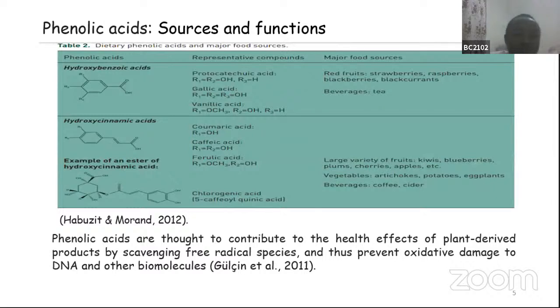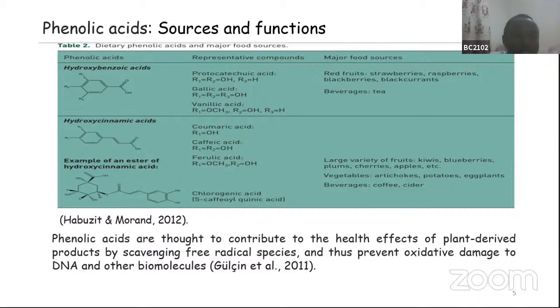These phenolic acids are sourced from several plant foods, including beverages and fruits. The hydroxybenzoic acids are derived from strawberries, raspberries, blackberries, blackcurrant, tea, etc., while hydroxycinnamic acid derivatives are derived from apples, cherries, plums, potatoes, eggplant, etc. The phenolic acids are known to contribute health effects by scavenging free radicals and thus preventing oxidative damage caused to DNA and other biomolecules such as carbohydrates and protein.